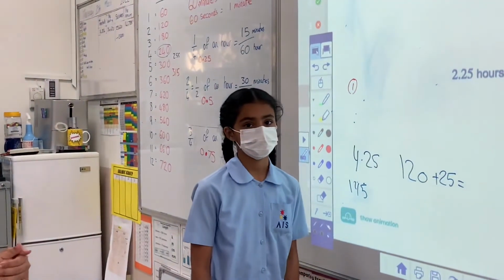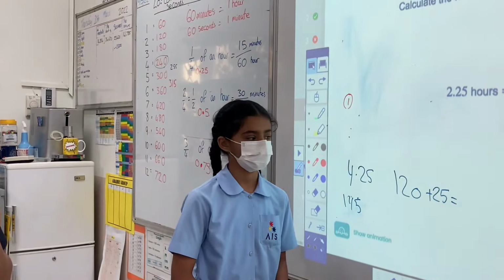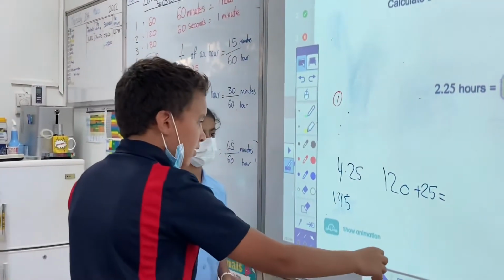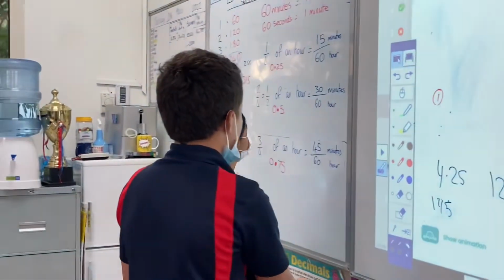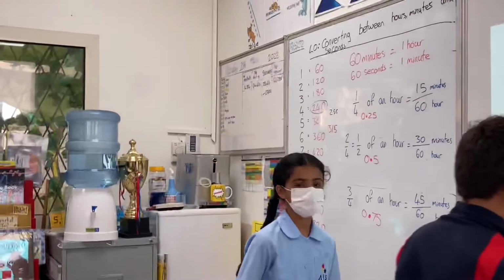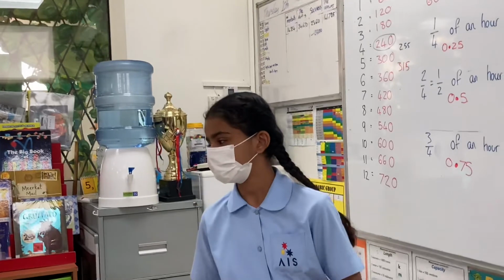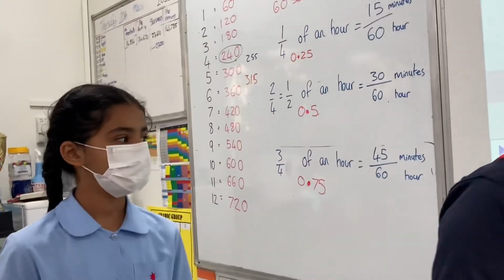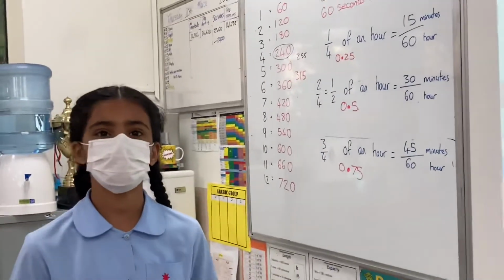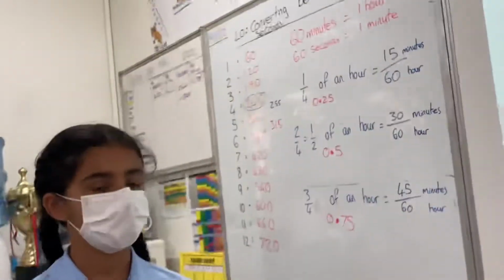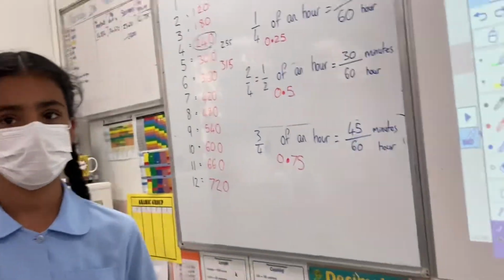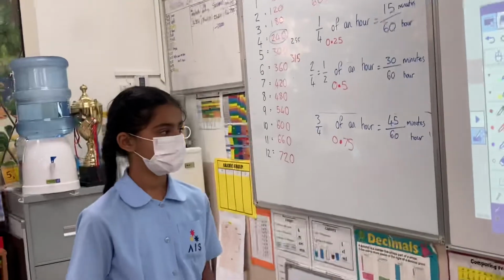Not 25, because you're thinking of 25 out of 100. You're thinking of a quarter of 100. Think of how many minutes are in 1 hour. Okay, so what would be a quarter of 60? A quarter, it's 15. Okay, so a quarter of 60 would be 15. So now if you add that, what would your new answer be, Mazoon?